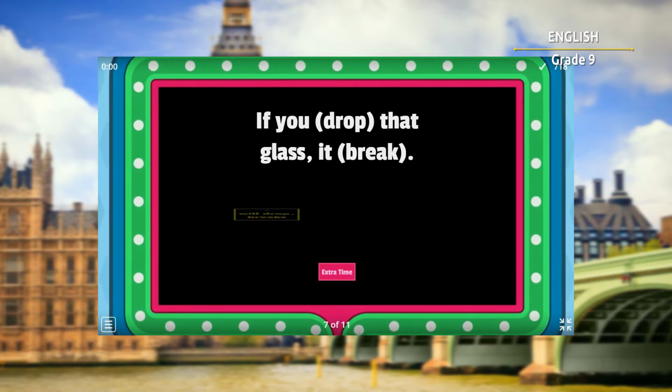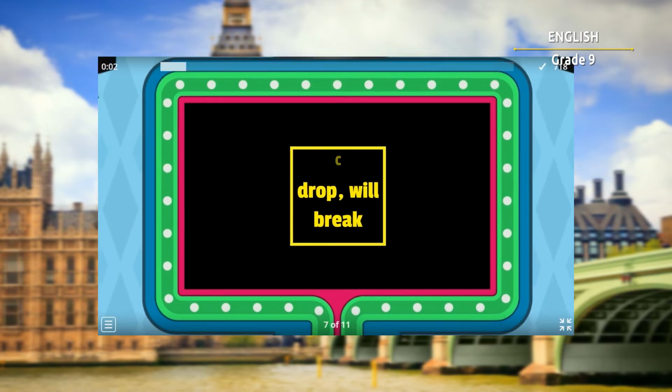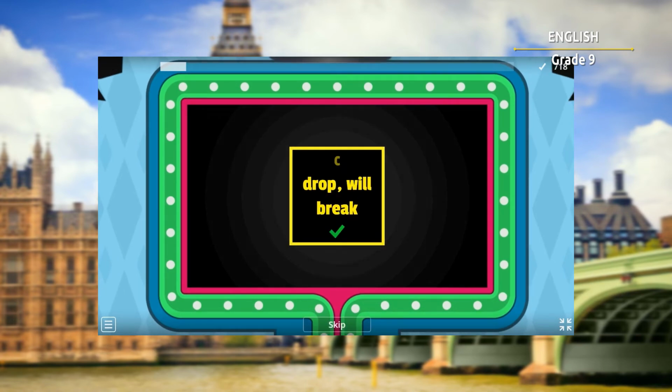Question number 7. If you will drop. So in the if clause, we use present simple. So A is not the correct answer. If you drop, we have variant B or C. In the main clause, we use will. So I think the correct answer is C. If you drop that glass, it will break. Let's check. Yes, this is the correct answer.